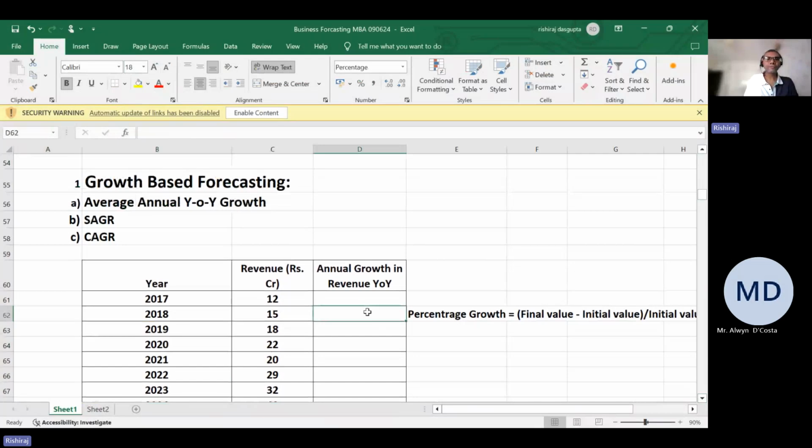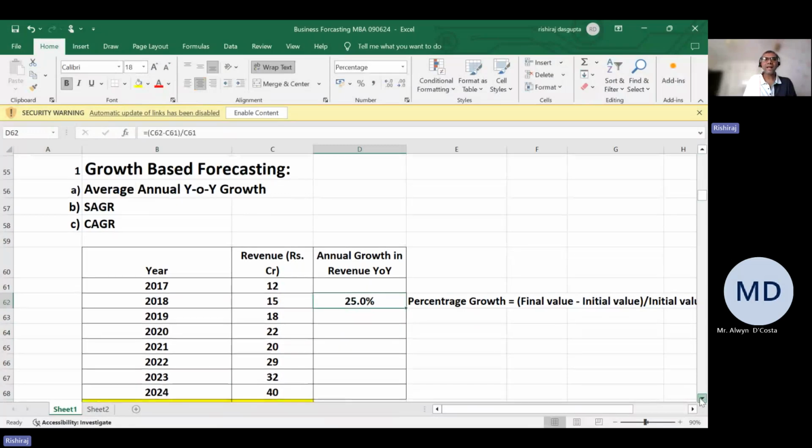YOY growth means year on year growth in revenue. First we calculate the growth in revenue from 2017 to 2018. The formula is: within brackets, final value, 2018, which was 15 crore, minus initial value in 2017, which was 12 crore. We close the bracket and divide it by the initial value of 12 crore. I repeat, final value minus initial value, divided by initial value. So it was 25% growth from 2017 to 2018.